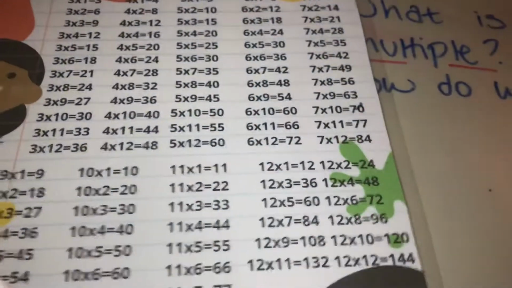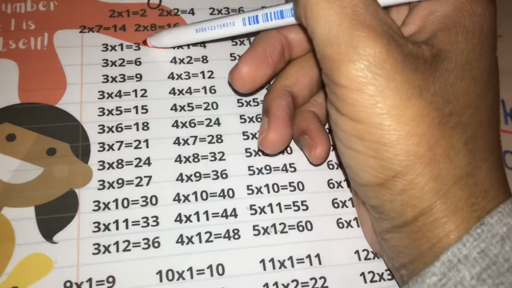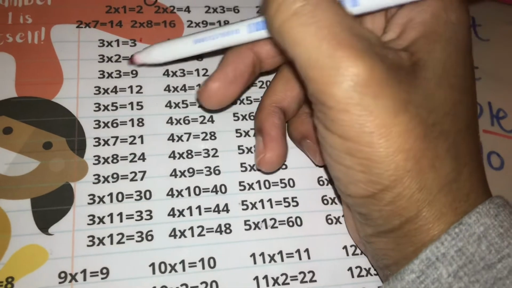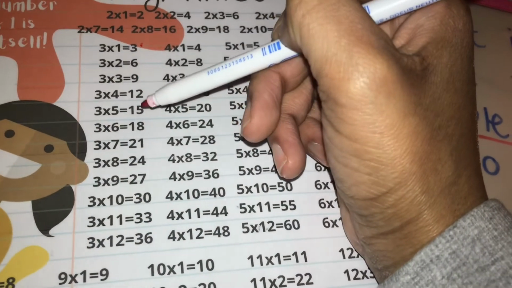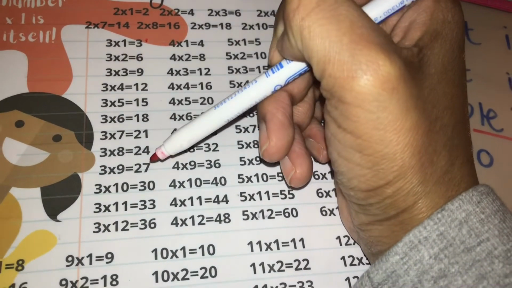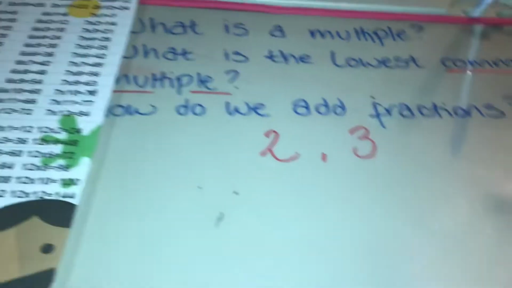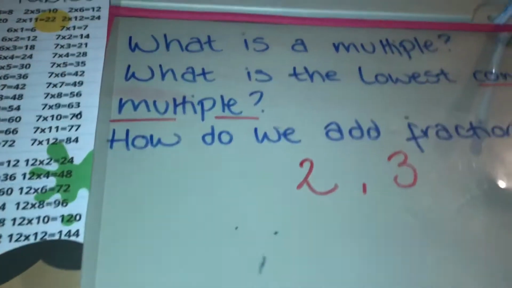What about for 3? The multiples of 3. 3 is a multiple of 3. 6 is a multiple of 3. 9 is a multiple of 3. 12, 15, 18, 21, 24, 27, 30, 33, 36. We can even go on if we would like to. That's basically the gist of it, okay? So that's all that a multiple is.